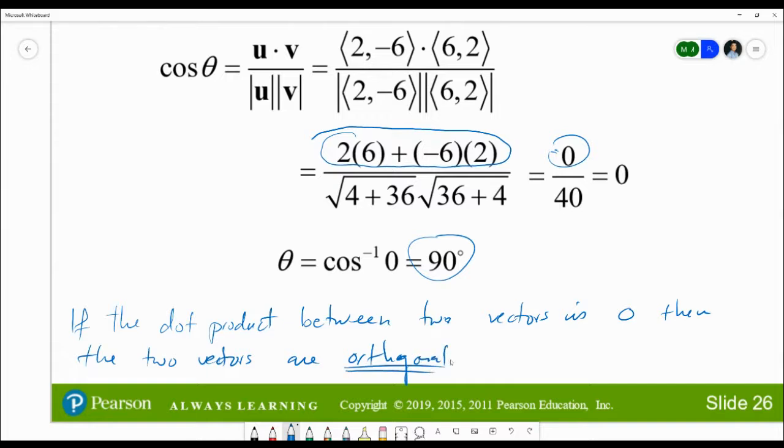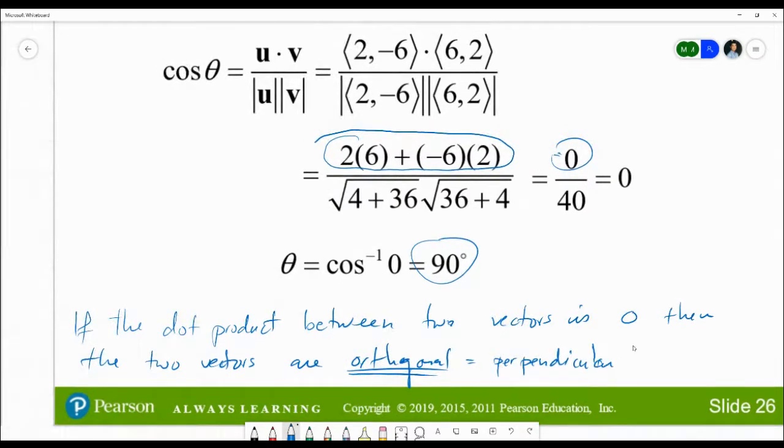Now, this is a new word if you haven't heard of it before. Orthogonal just means perpendicular. That means that they are 90 degrees to each other. So if one vector goes this way, the other vector goes this way, and so they create a 90 degree angle. This is where they would intersect.